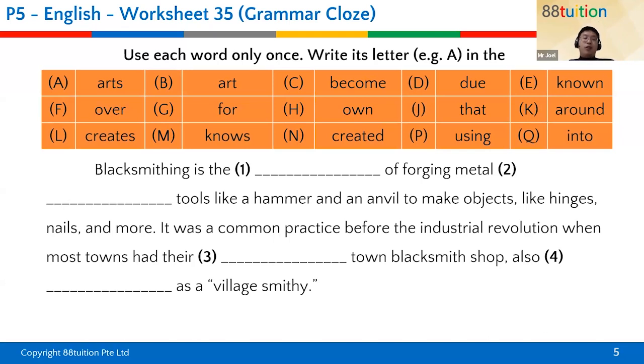If not, then you will have to know what the grammar rules are surrounding each and every question here. So let's have a look at the first one. Blacksmithing is the what of forging metal.